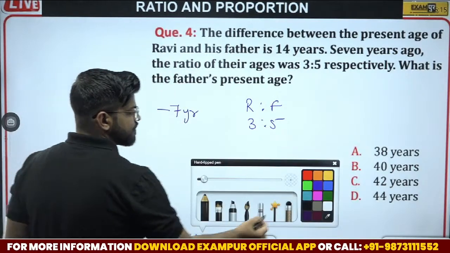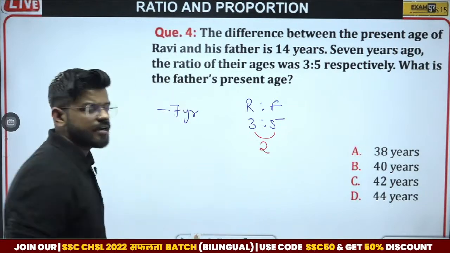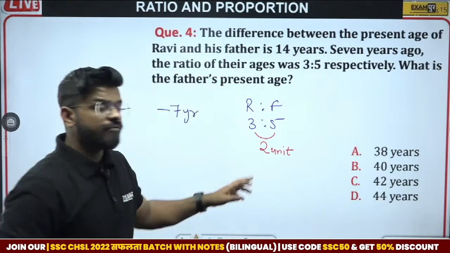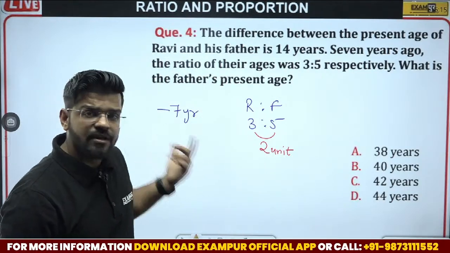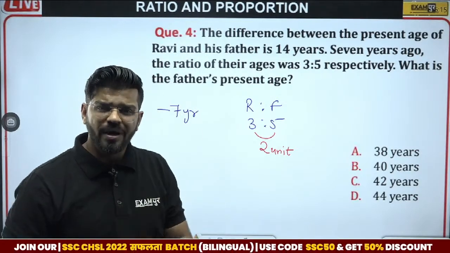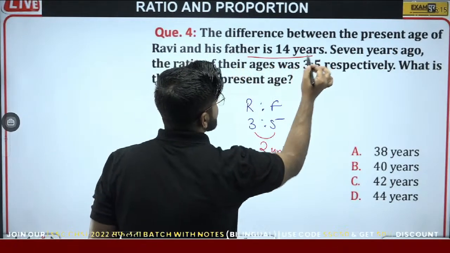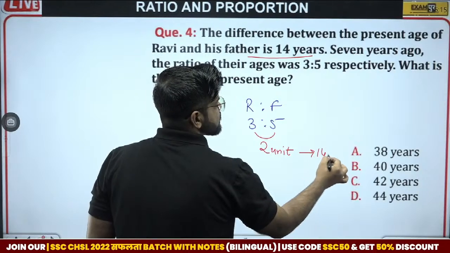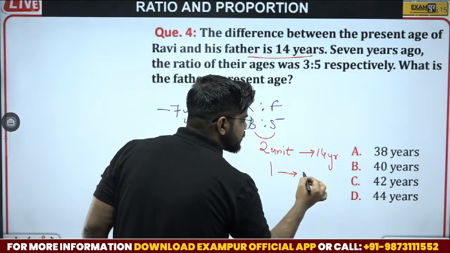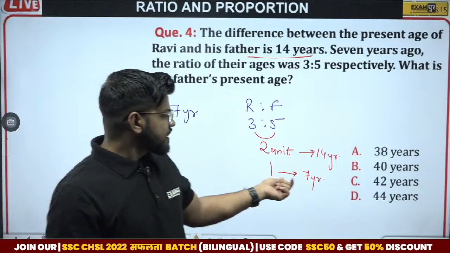What does it mean? It means the difference is 2 units. Their difference is 2 units. When? 7 years ago. But I know that whether it's 7 years ago, 10 years ago, 10 years after, 12 years after, the difference is always constant. That means their difference is 14 years. What does it mean? That means 1 unit is equal to 7 years. Okay, so we get the multiplying factor of 7 years.